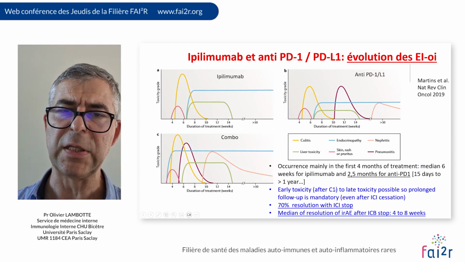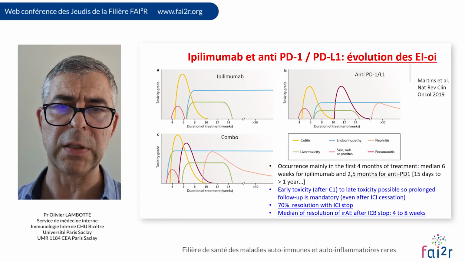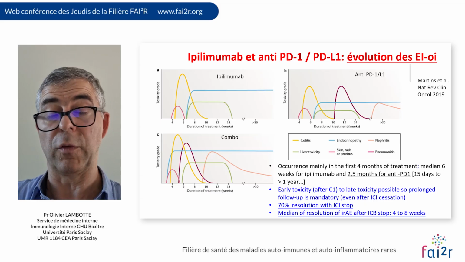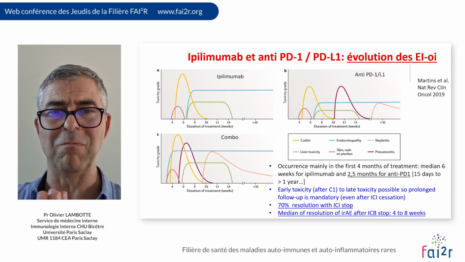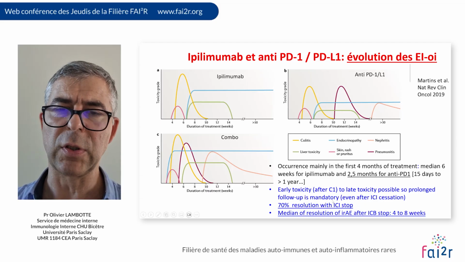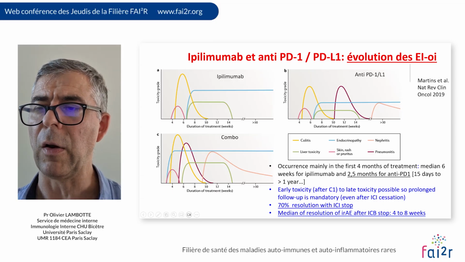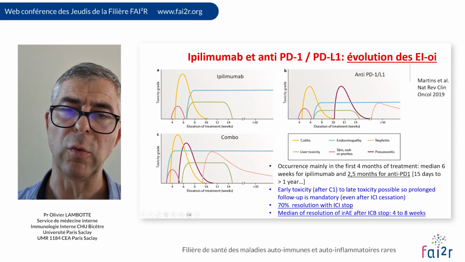Clearly, an early toxicity after the first cycle is unusual. It can occur, it's true, but it's really rare. So in front of a symptom which could be a toxicity after the first infusion of immunotherapy, be careful, it's probably something else, another diagnosis. 70% of these toxicities will resolve after the immune checkpoint inhibitor is stopped, and the median of resolution is between 1 or 2 months.